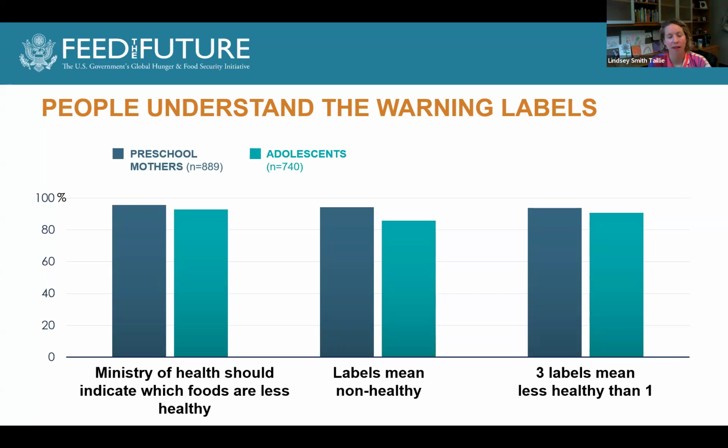People really liked this policy that made it impossible for them to get rid of it or weaken it. People also indicated that they understood that the labels meant that a product was unhealthy, and that more labels meant that a product was more unhealthy than one with a single label. So this is where the simplicity of the warning label becomes really clear.